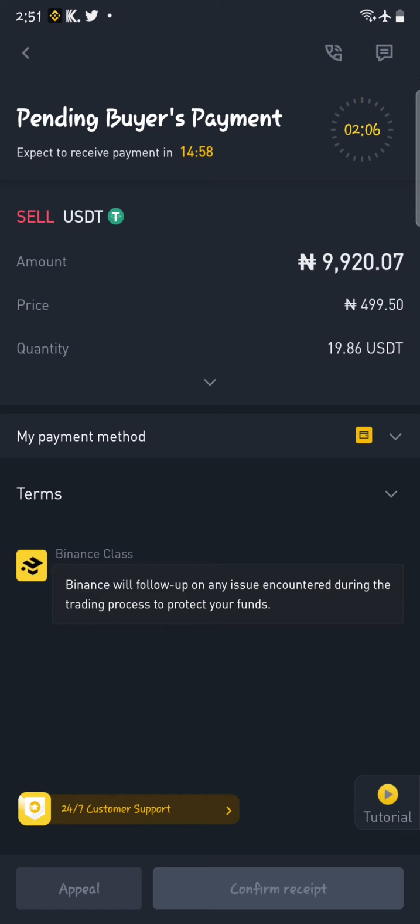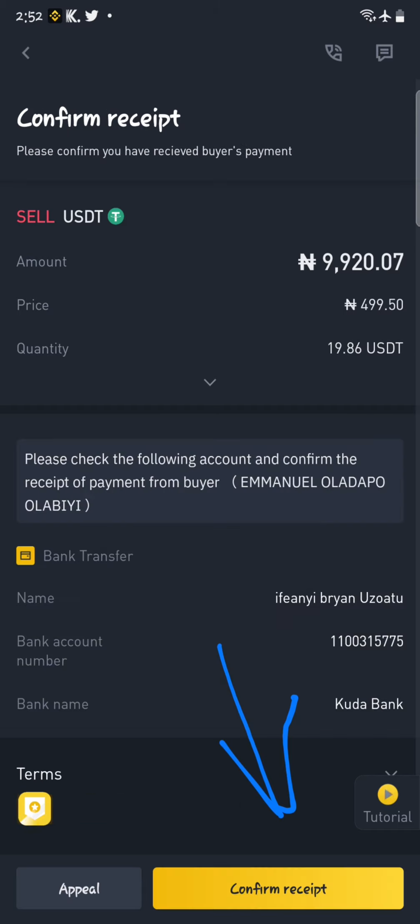Now, also very, very importantly, at some point you come and see that the seller will say he has made payment, and you have to confirm that you have received that payment. Make sure that you only click confirm if you have received the payment. You have to check your bank account, you have to check your mobile app to be sure that the money has entered your account, so you are not assuming.